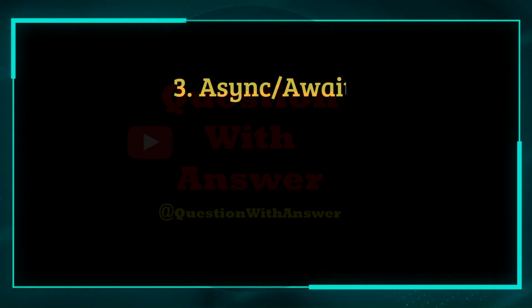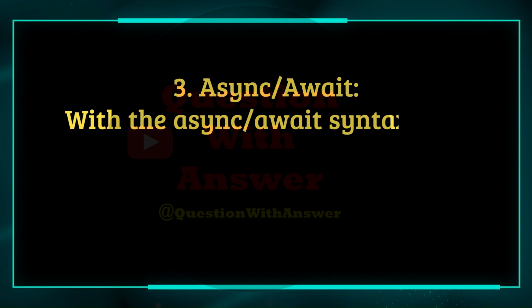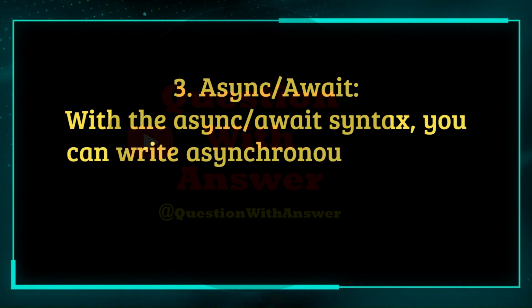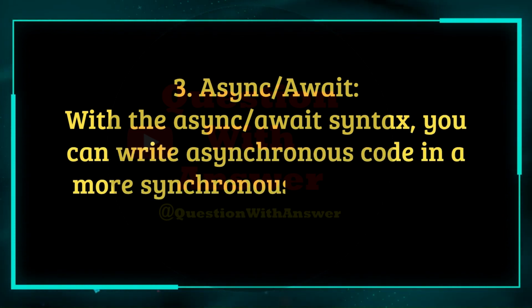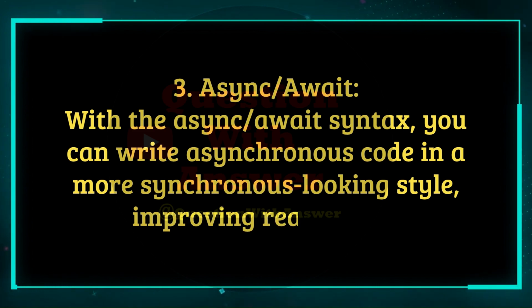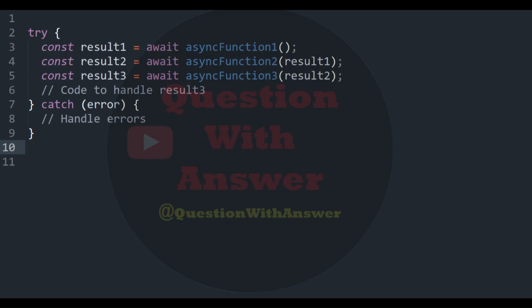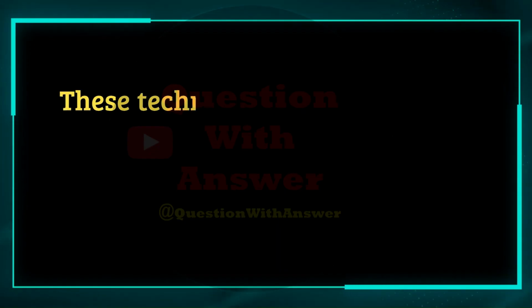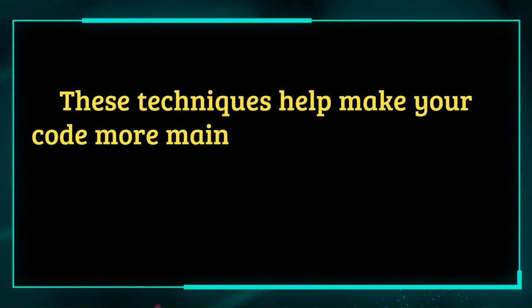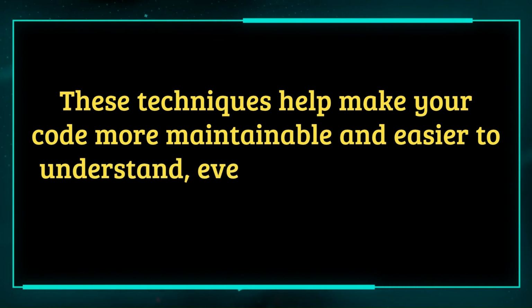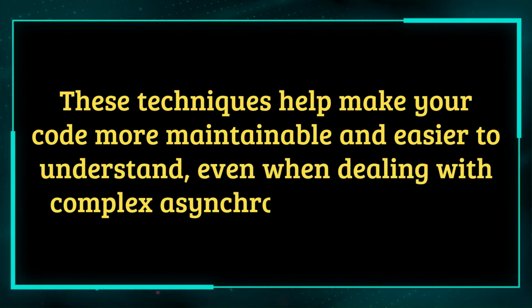3. Async await. With the async await syntax, you can write asynchronous code in a more synchronous-looking style, improving readability. This is the example of async await in JavaScript. These techniques help make your code more maintainable and easier to understand, even when dealing with complex asynchronous operations.